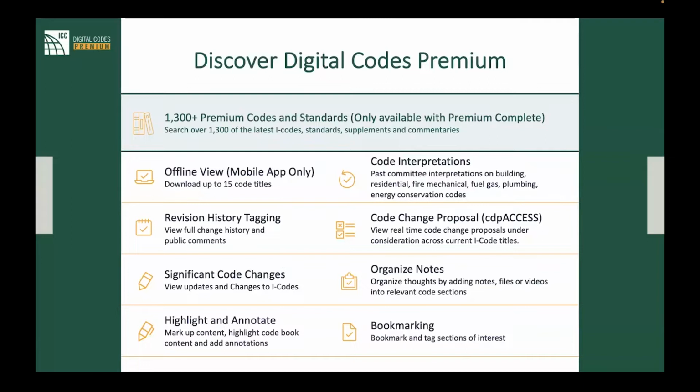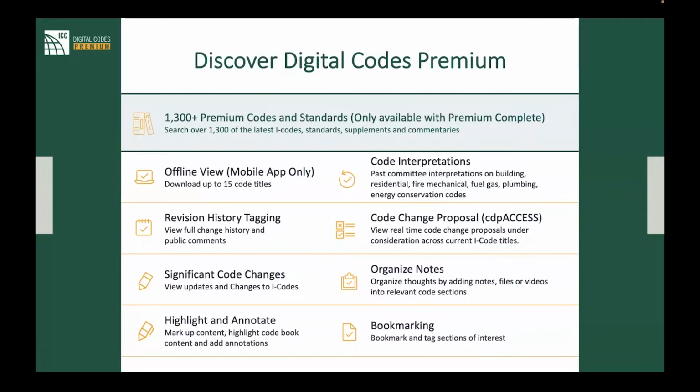Some of the features that we have are on the next two slides. I'll just briefly explain these and then also show them on the actual platform. But we do have in our Digital Codes Premium Complete. Complete is one of the packages. We're up to over 1,300 codes and standards now for our title count. We also do have an offline view and a mobile app.